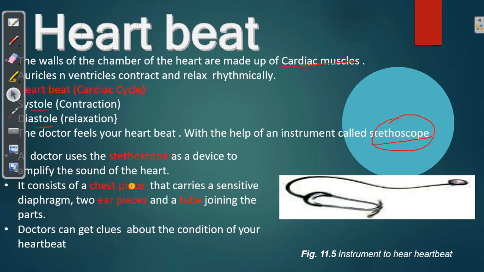Why is it used? Why can the doctor not keep his ear near the heart? Because the sound made by the heart during the heartbeat is very low. Hence this instrument is used to amplify the sound. Amplify means basically increase the volume. We use amplifiers in DJs and all. Why? To increase the volume. In the same way, the heartbeat has to be amplified so that the doctor can hear clearly whether the heart is beating 72 times per minute, and hence he uses this instrument, the stethoscope.